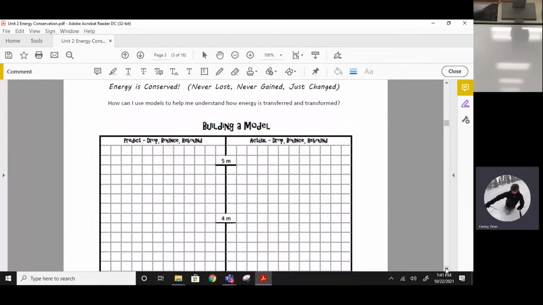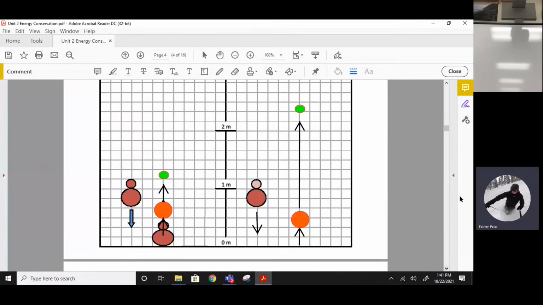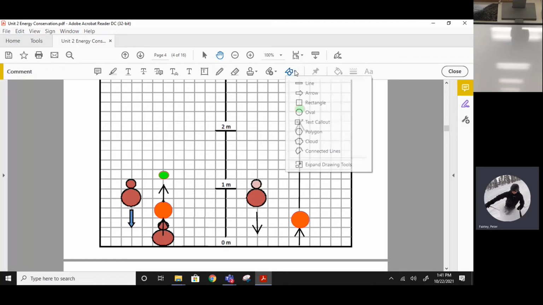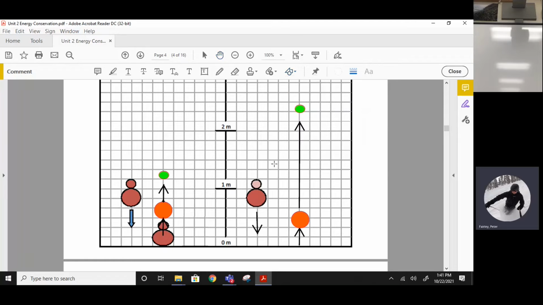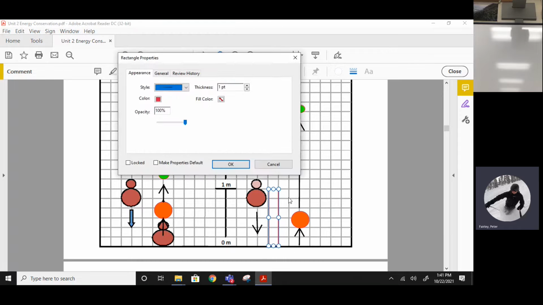So to draw our energy diagrams, I'm going to do two of them, one for the before and one for the after. And I'm just going to draw a rectangle to represent the energy in the basketball to start with. And I'm going to make it the same width as this grid on the graph paper and the same height as the basketball is to begin with. And I'm going to change it to orange so it shows that this is the energy in the basketball.